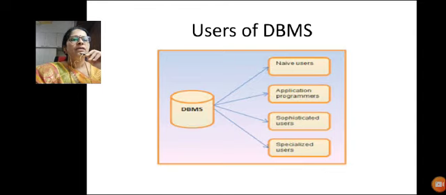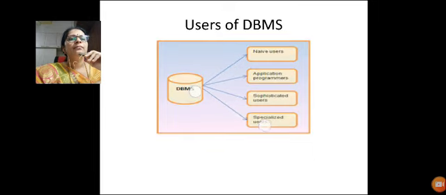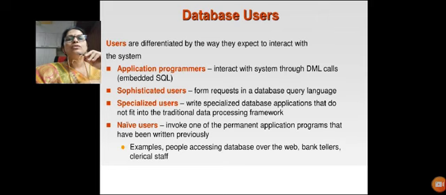So we'll see one by one what tasks are performed by the users as well as the roles of those particular users. The first type of user is the application programmer. Application programmers are programmers who are called computer professionals. They are responsible for developing application programs. For development of such programs, they can use any general purpose high level language like C, COBOL, Pascal, etc. But they interact with the system through DML calls.